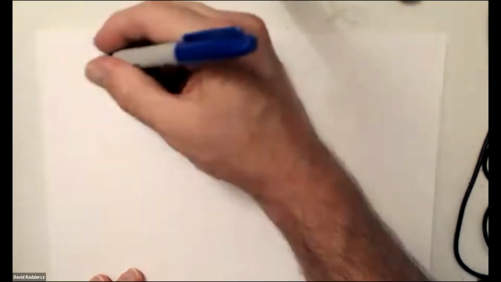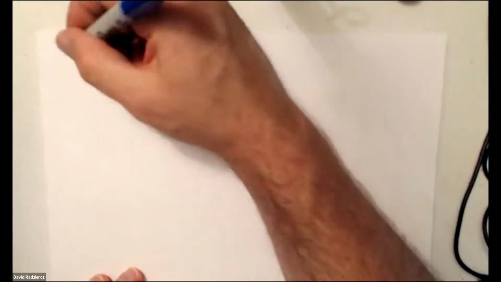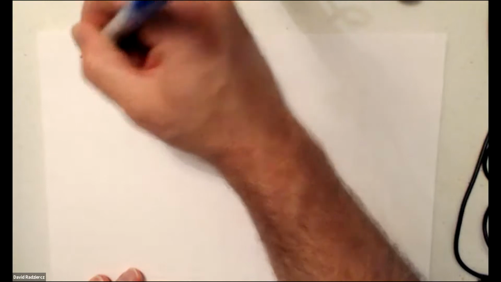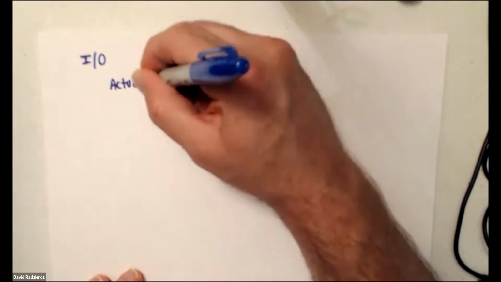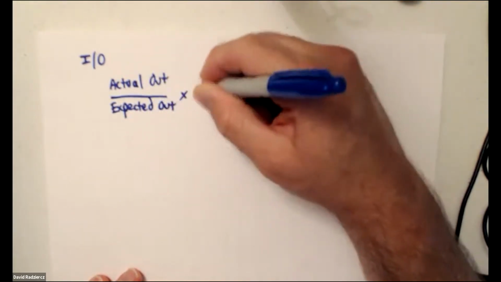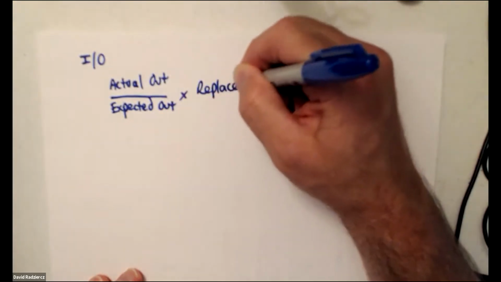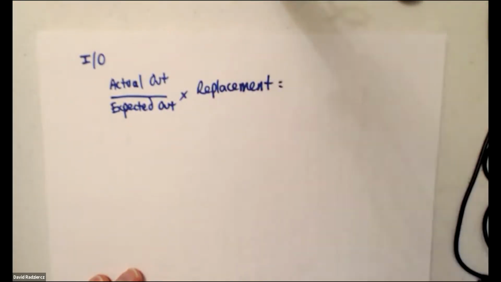The simple way, or at least simple to me, and again, this is for our IO input output type problems, what I have found that seems to be helpful is I take a little formula that I created that just says the actual out over, let's just say the expected out, times the replacement. And when I do that, that will help me to calculate how much I need to replace.